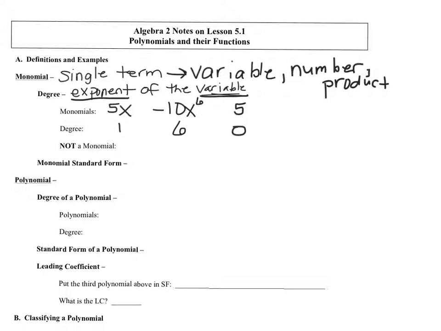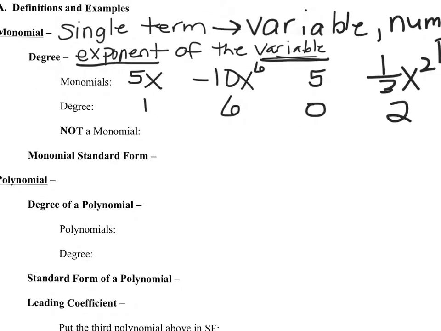All right, how about this one? We studied some of these last chapter. 1/3 x squared. What's the degree of 1/3 x squared? 2. It's degree 2. Okay, how about this one? 3 to the 4th power. What's the degree of that one? 0. Good. I tried to trick you because that's what math teachers like to do. There's no variable there, but I did put an exponent. There's no variable, so the degree is 0. 3 to the 4th is what, 81? Yeah.